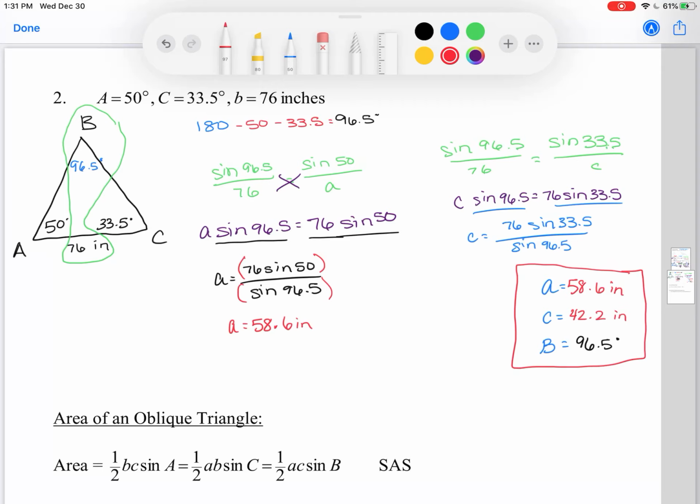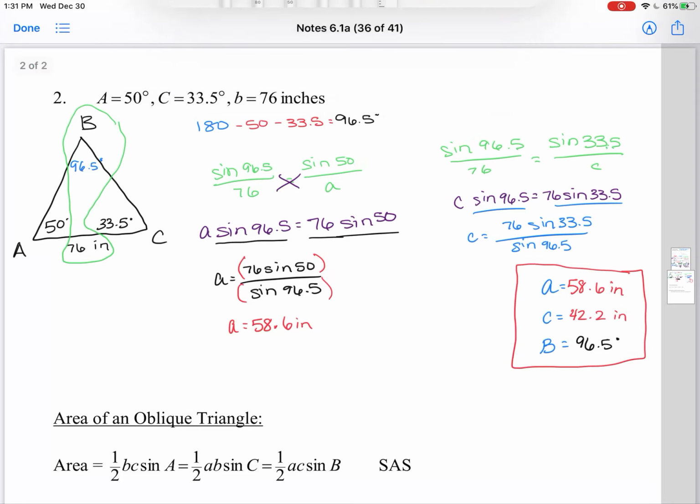Okay. Keep that calculator handy. Again, keep it in terms of degrees. Make sure it's in degrees mode every time. Any questions, make sure you are asking them.